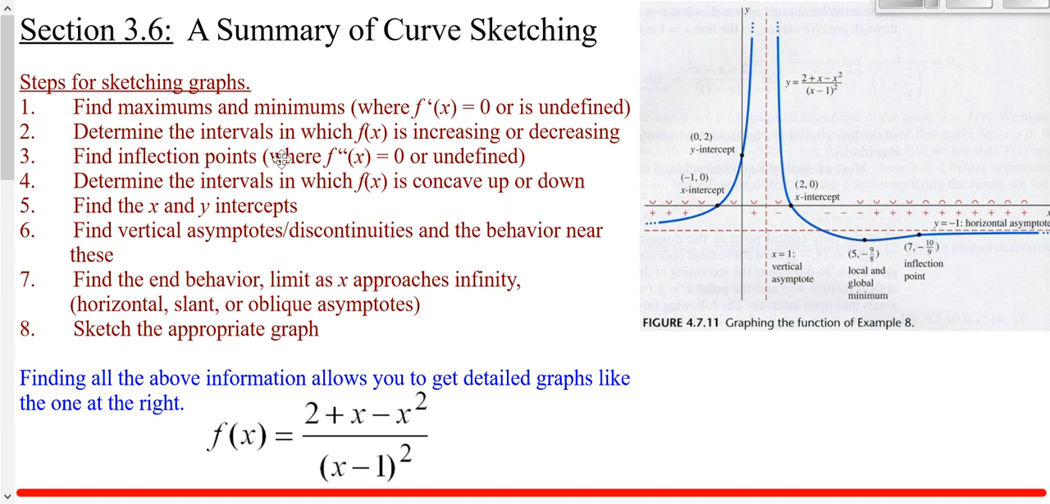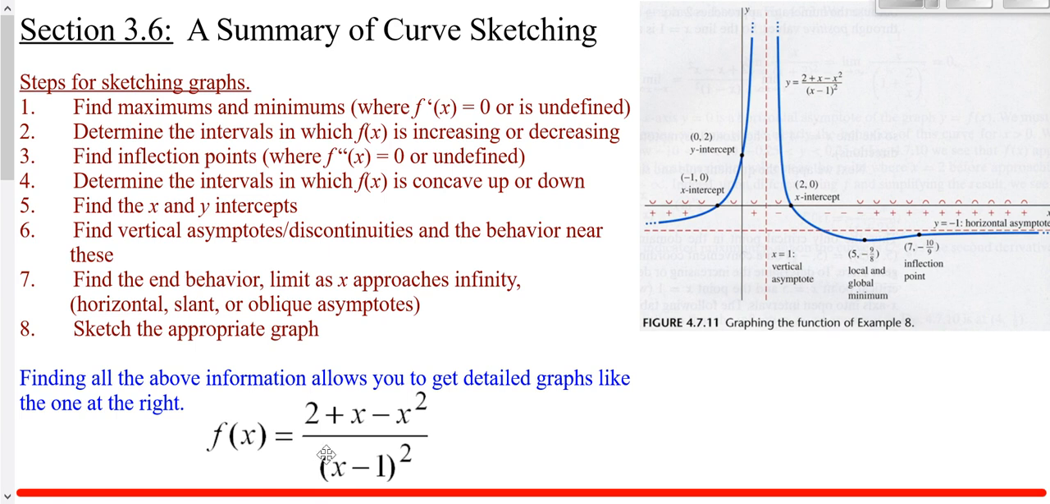You get inflection points and concave up and concave down from your second derivative for a labeled number line. X and Y intercepts are from your original function when you either plug in 0 for X or set it equal to 0. Remember vertical asymptotes and discontinuities, that's from when the bottom is equal to 0.